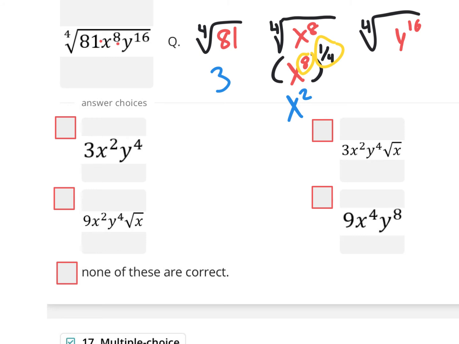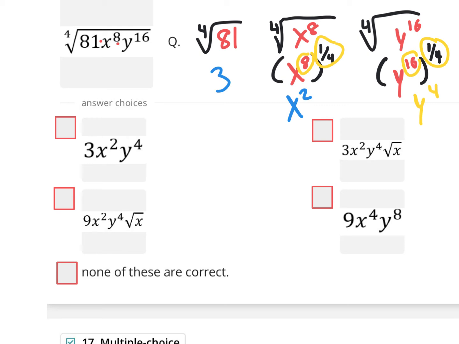Last but not least, again, the 4th root is a 1/4 power, and you have a y to the 16th right in there, and of course a power to a power you multiply. 16 times 1/4 is like saying 16 divided by 4, which is y to the 4th. So what's our answer?